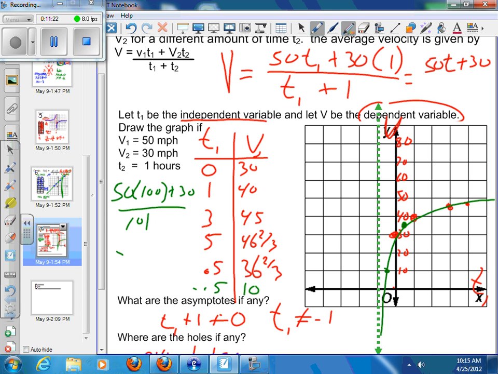So 50 times 100 is that, plus the 30 divided by 101. Grab my calculator. So 5030 divided by 101, and I get 49.8. So you can see that I'm getting really, really close, way out there, but I'm not touching 50.